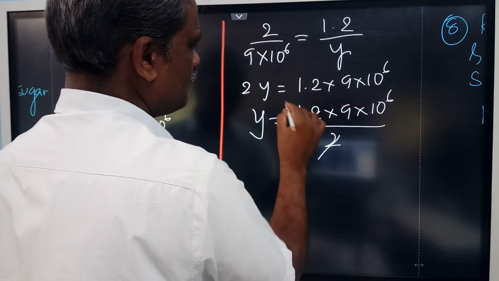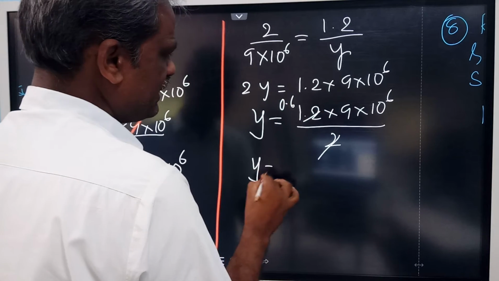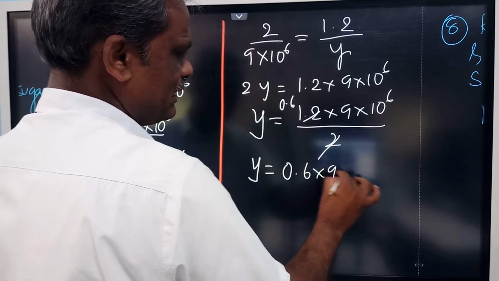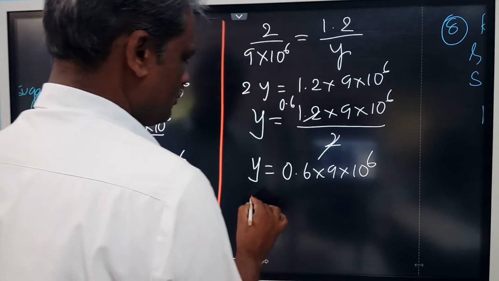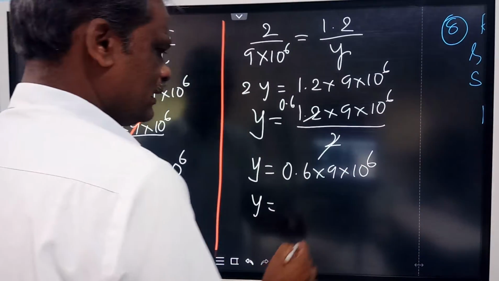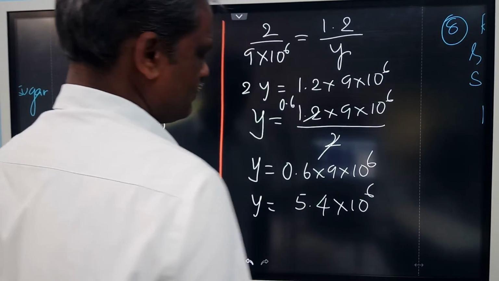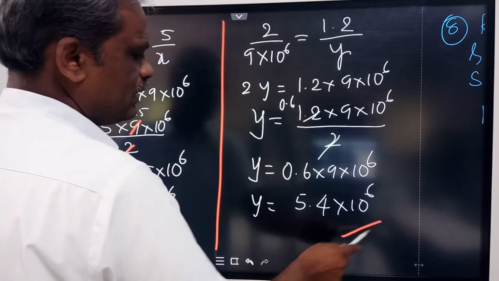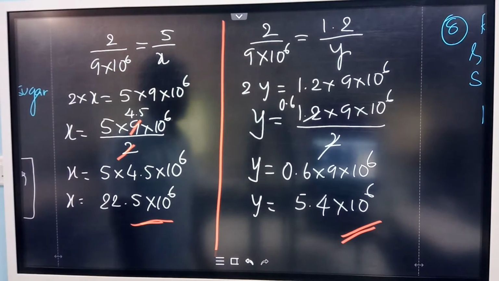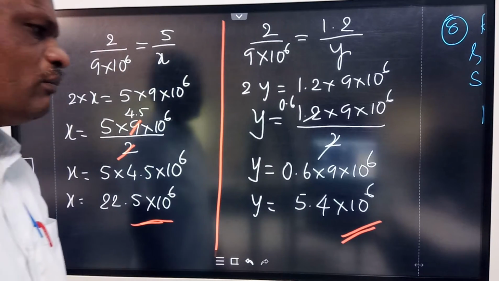So divide this one, 0.6. Y is equal to 0.6 into 9 into 10 to the power 6. Y is equal to, multiply this one, 9 6 5.4 into 10 to the power 6. This is the 10 to the power of 6. This is the number of crystals.